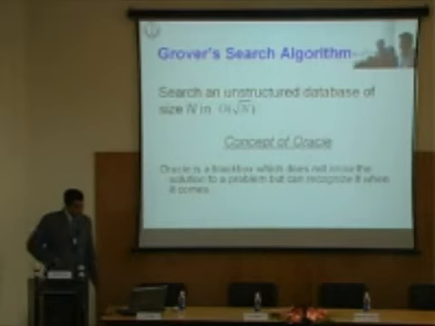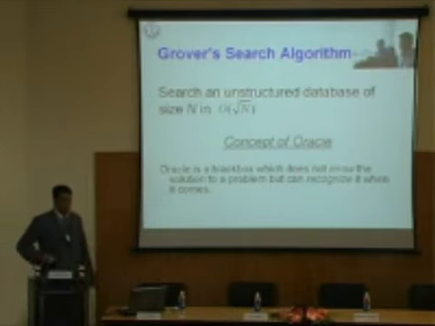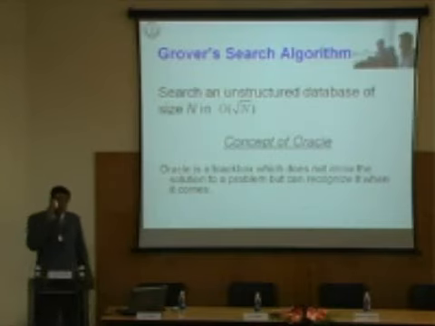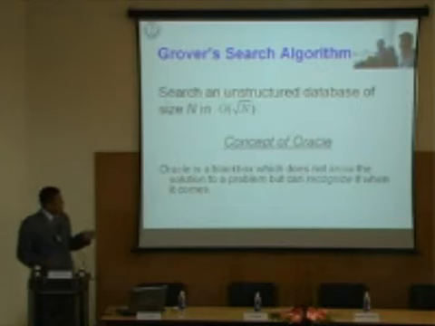Grover's algorithm is used to search an unstructured database of size N in order root N. Suppose you have an unsorted database of maybe 10,000 names and you want to look up a particular name. If you are lucky, it might be the first name. If you are unlucky, it might be the last name. You might have to go through all the 10,000 entries. On an average, you'll need at least N by 2 lookups. But Grover has come up with an algorithm in which you can search it in order root N. Only 100 lookups will give you the answer.